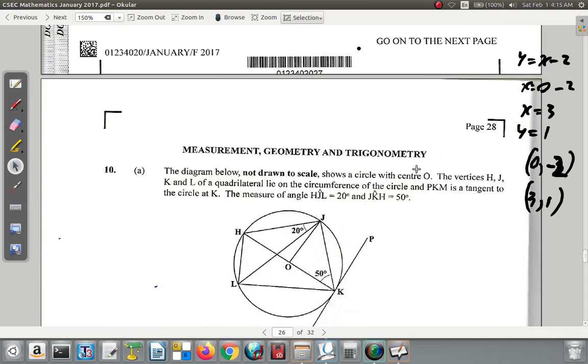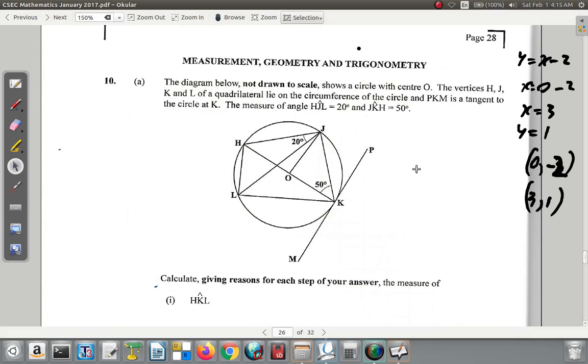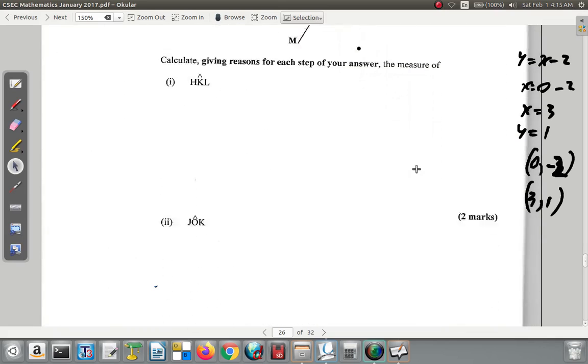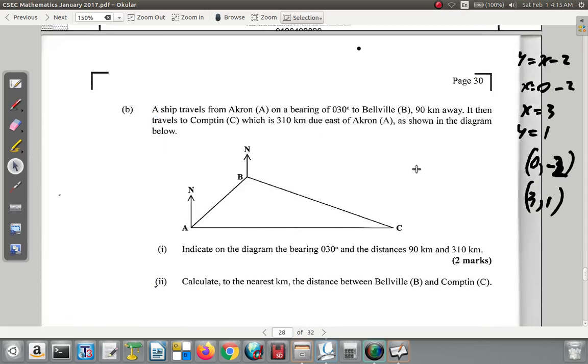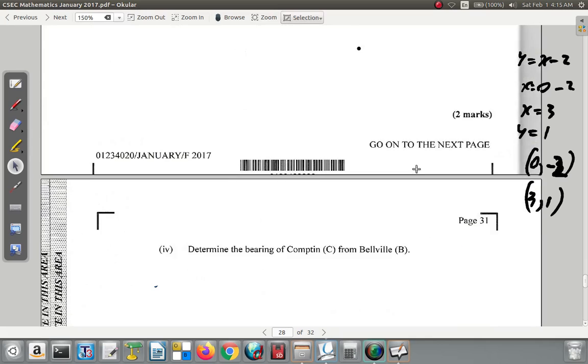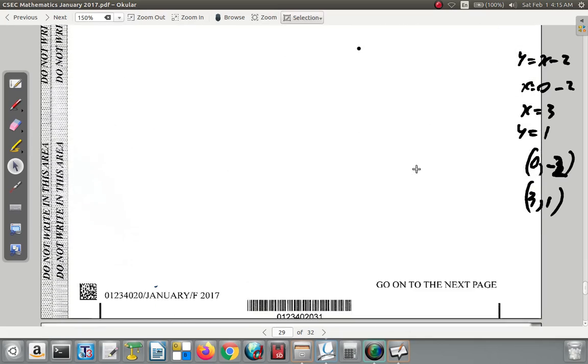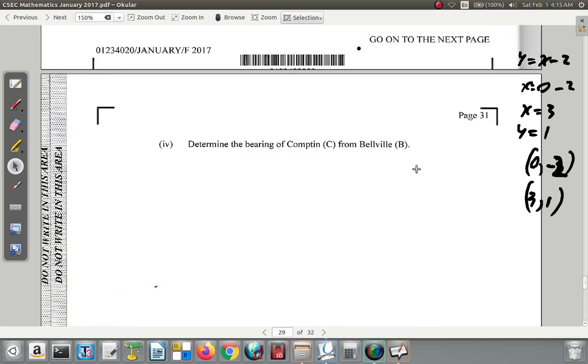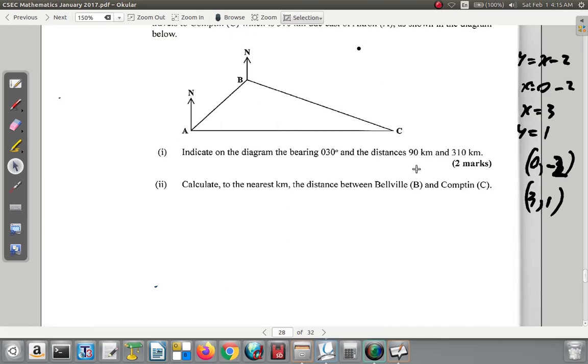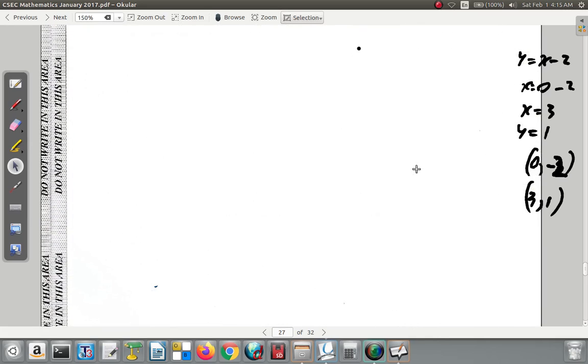Question 10 is next. It's geometry and trigonometry. And then what happens further? Question 11, vectors and matrices. So what we'll do is look at question 10 in the next video.